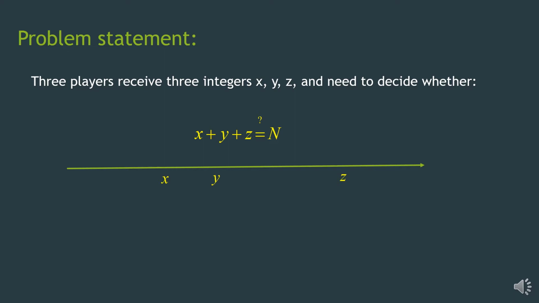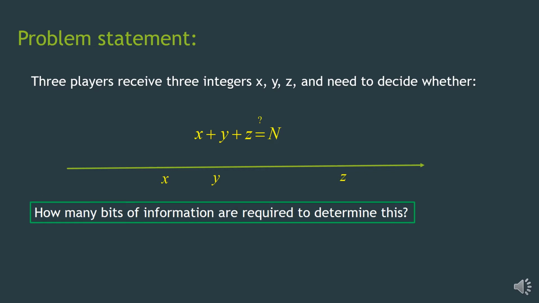The problem is as follows. There are three players. They receive three integers, x, y, and z, and they need to decide whether the sum of these integers is equal to n, some fixed number n. No, it's not a computational complexity problem. It's a communication complexity problem. You want to determine how many bits of information are required to determine this.